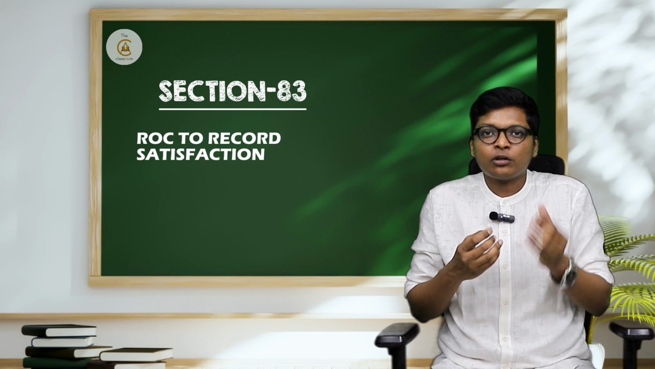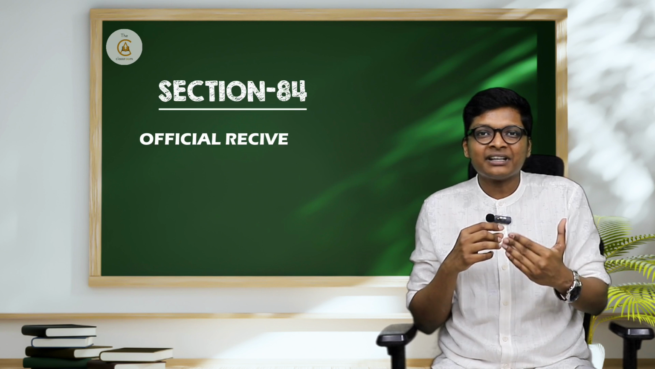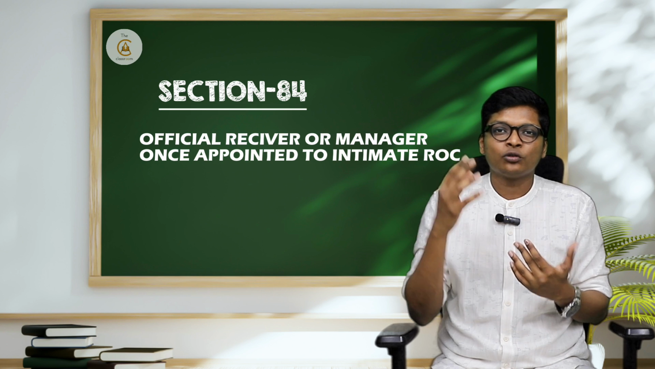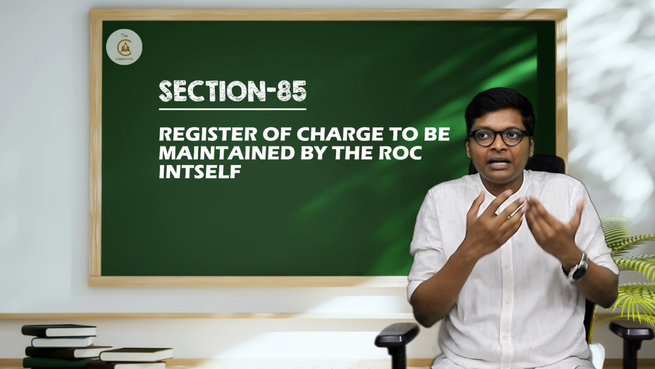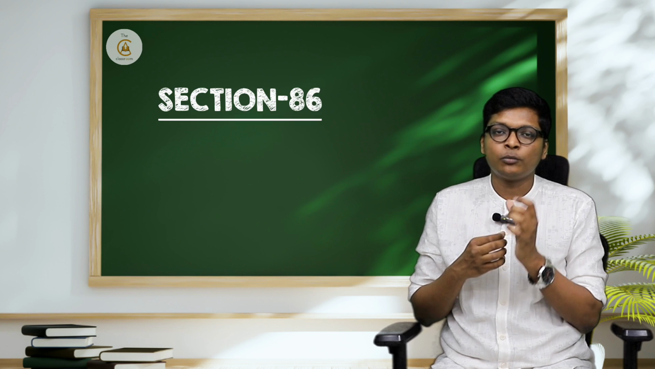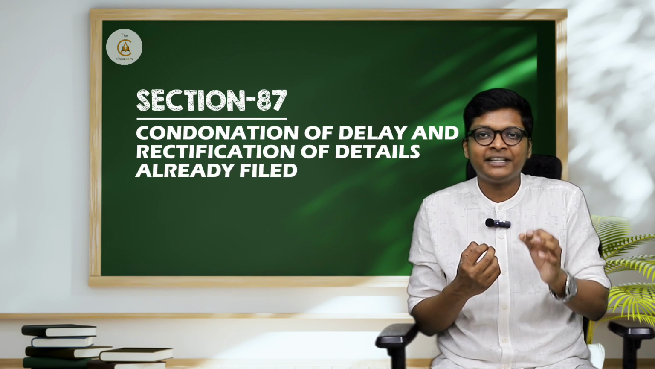83, ROC to record satisfaction of charge if we fail to intimate them. 84, official receiver or manager once appointed intimate ROC. 85 talks about register of charge to be maintained by the ROC itself. 86 talks about penalty, and 87 talks about condonation of delay and rectification of details already filed.